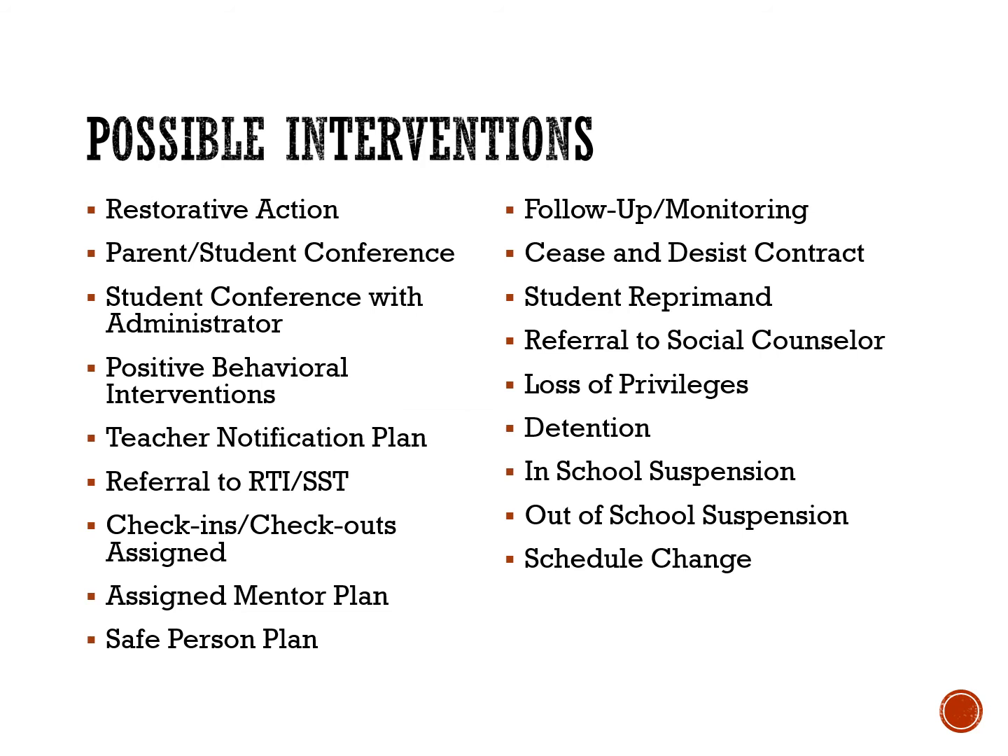Possible interventions that school leaders may apply are restorative actions, parent-student conferences, positive behavior interventions, referral to RTI SST, sometimes using mentors or safe people, referrals to counselors, loss of privileges, etc. The possibilities are really endless. The important thing is to make sure that bullying stops.